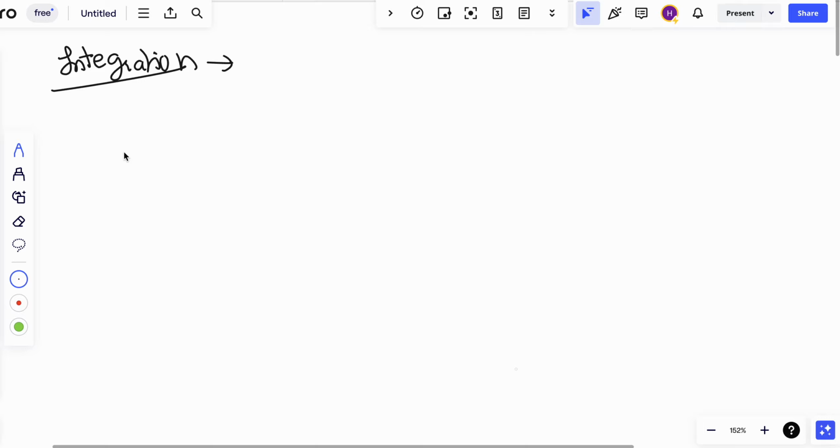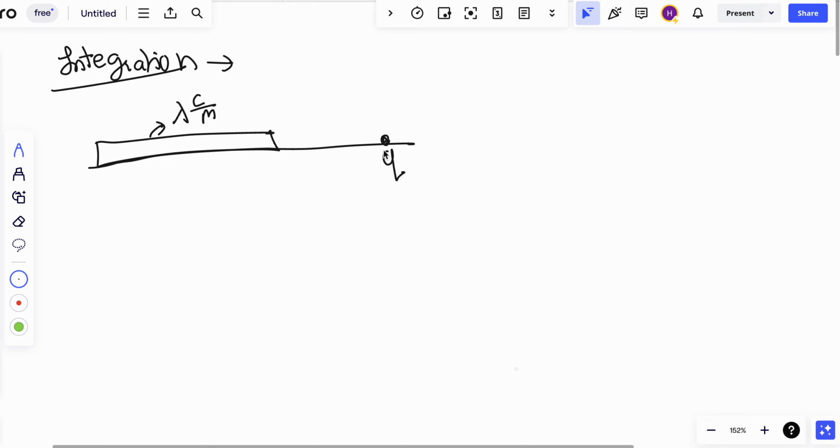So I will come with a scenario first. Suppose there is a rod. This rod has a charge of lambda, which is coulomb per meter. Charge per length is equal to lambda, and there is a charge here, q. Now we know that whenever there are two charges, one positive and one negative, there will be some attraction between them. If there is plus plus, they will repel each other. This everyone knows.